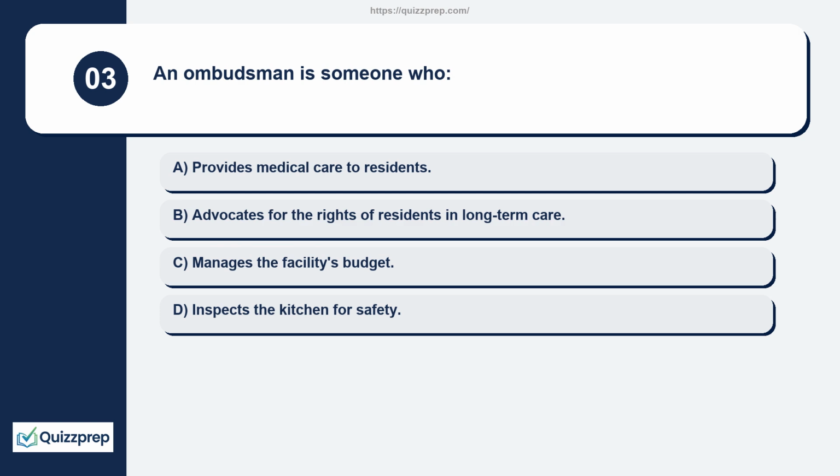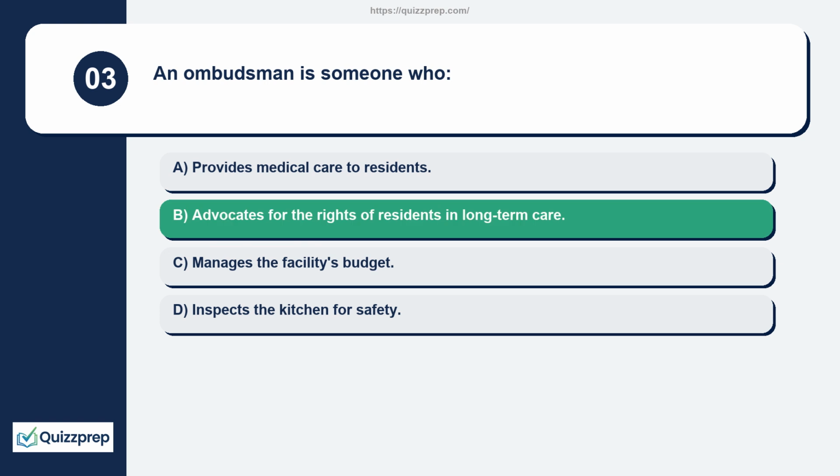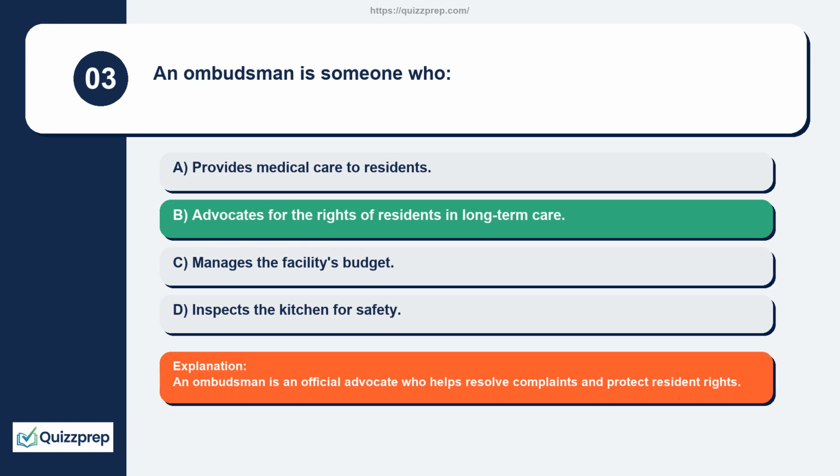Question 3. An ombudsman is someone who: provides medical care to residents, advocates for the rights of residents in long-term care, manages the facility's budget, inspects the kitchen for safety. An ombudsman is an official advocate who helps resolve complaints and protect resident rights.